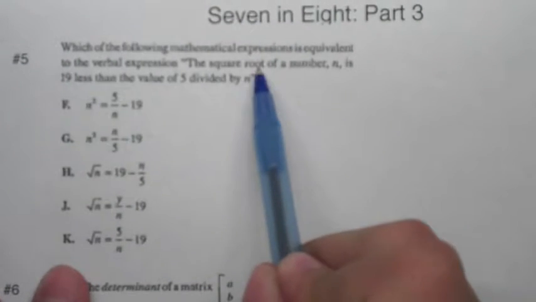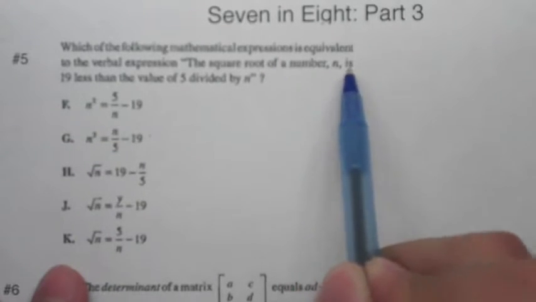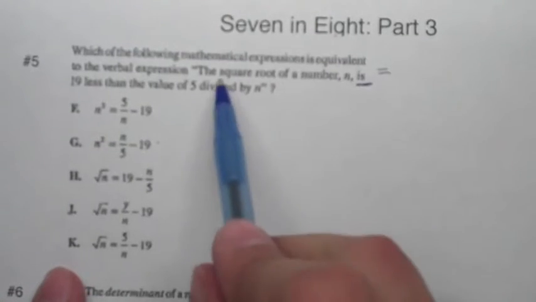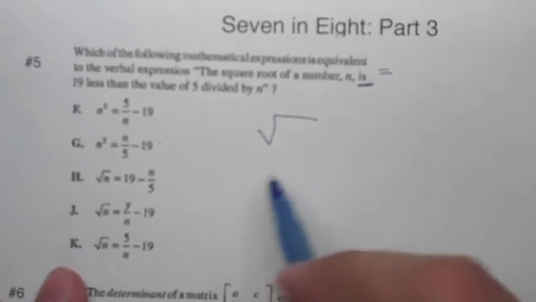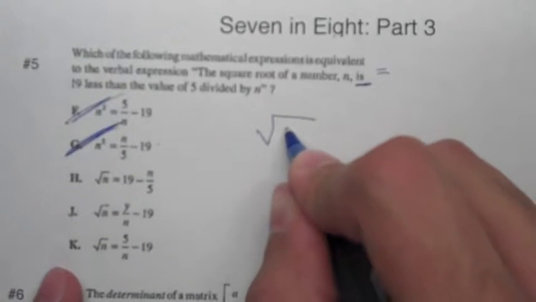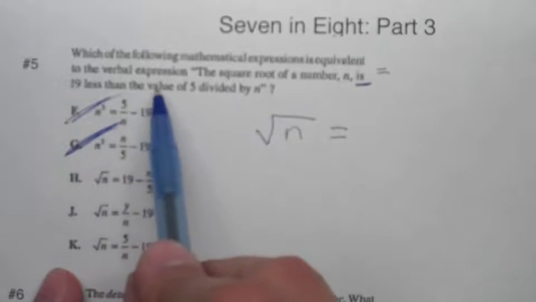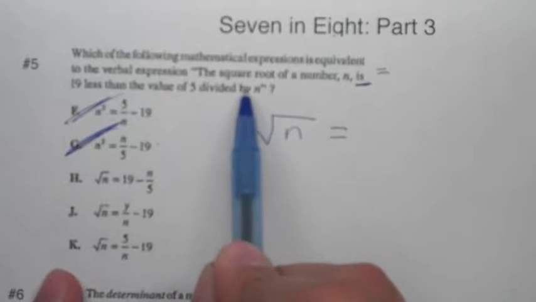So moving right along here, on to number 5. We're looking at our question right here, and we have to kind of translate what they say into words. It says the square root of a number n is. Is means equals. So the square root of a number, that's the square root symbol right here, not a squared symbol like these two, those are out. The square root of a number n equals is 19 less than the value of 5 divided by n.